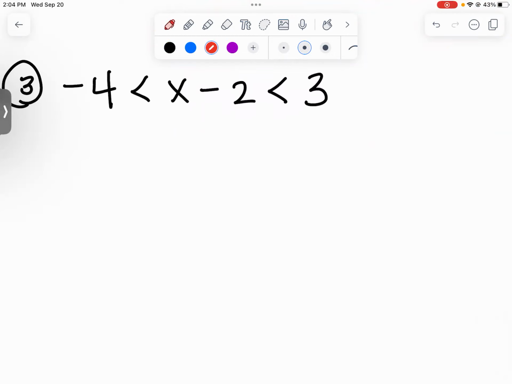Okay, so what we're gonna do, if I want to solve this, then what I'm gonna do is I'm gonna write -4 is less than x minus 2 and x minus 2 is greater than 3. So I'm gonna split this up into the two inequalities. Are you okay with that? Yeah.